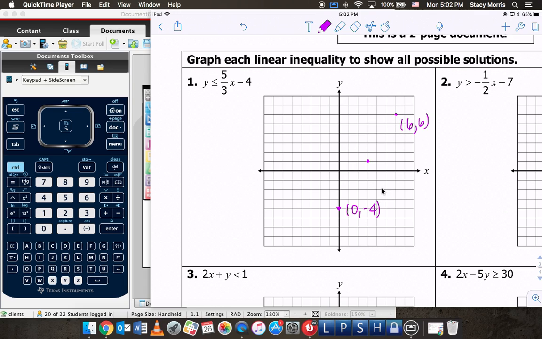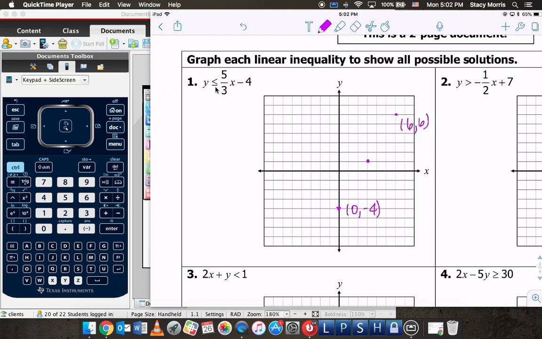Please make sure you're plotting at least, I would say 3 points. You really only need 2, but to make a really nice straight line, I would say at least 3. If they're closer together, maybe even more than that. And then that you're labeling 2 points. So if you want to label all 3 of them, great. I'm only asking that you label 2 of them. So we have 0, -4, 6, 6. If you wanted to label that one, it would be 3, 1.